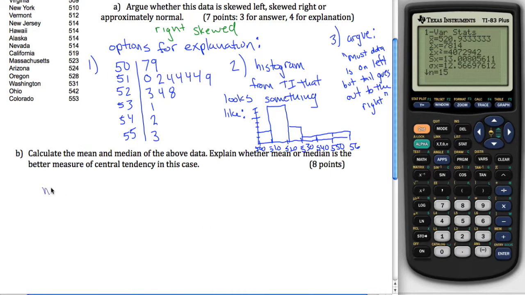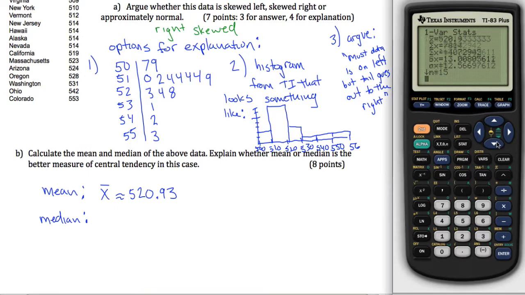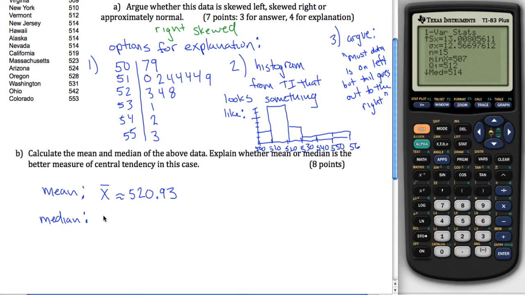It's going to tell me that the mean, we'll use this symbol X bar, is about 520.93. And our median, we scroll down a little bit, there it is, median is 514. Calculate the mean and median, okay, that's it.